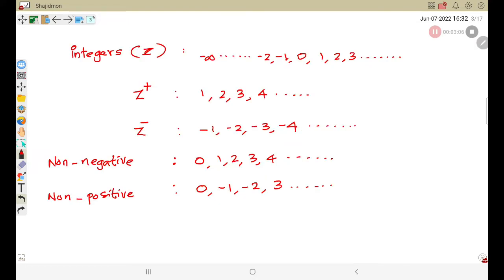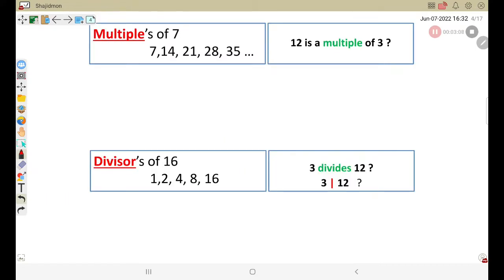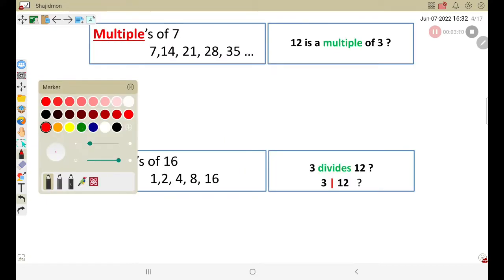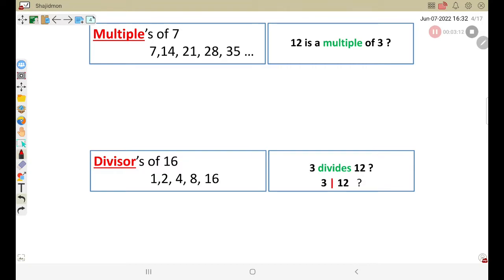Okay, now we will go to some basic ideas here. Multiple, what is the meaning of multiple? Multiple of a number, correct? You remember you studied in lower level the multiplication table, correct? For example, multiples of 7. You studied in lower level classes 1 multiplied by 7 equals 7, 2 multiplied by 7 equals 14, 3 multiplied by 7 equals 21, then 4 multiplied by 7 equals 28. Like this you studied in school level.